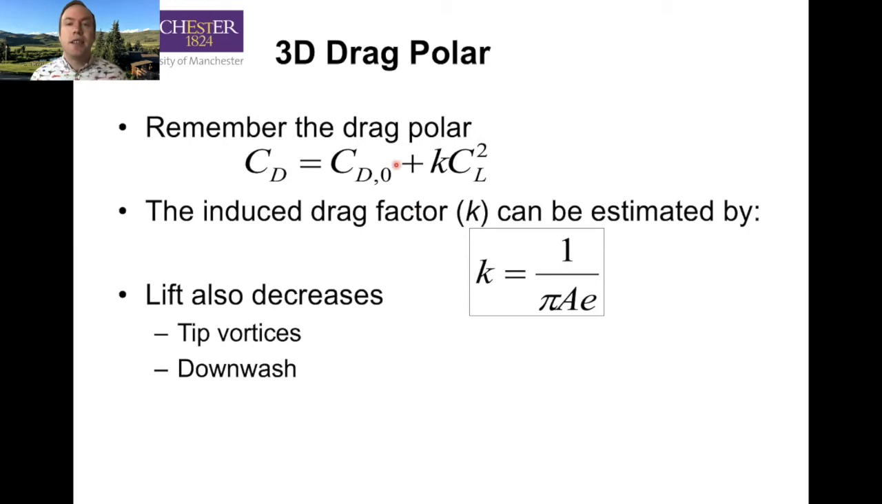This is a simplified representation. There's also a CL term. There may be CL cubed terms and other terms in the drag polar, but we tend to use this simplified representation: CD equals CD naught plus K CL squared, for most of what we do and most of what you're going to do this year and next year in aerospace engineering.